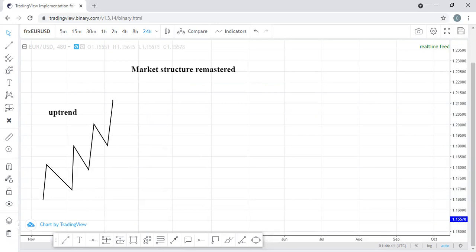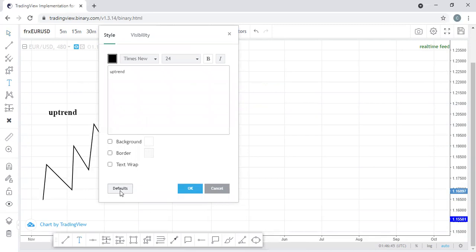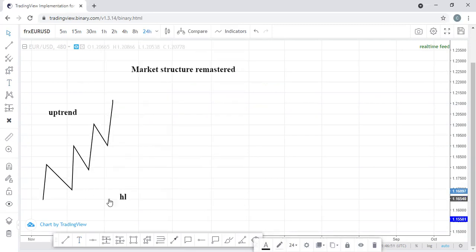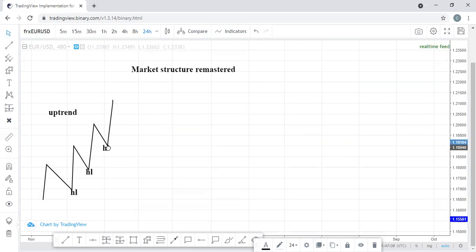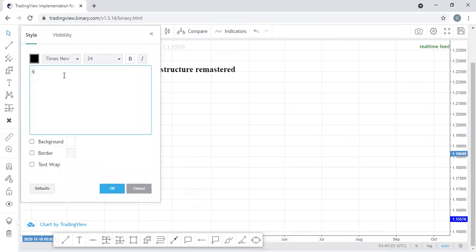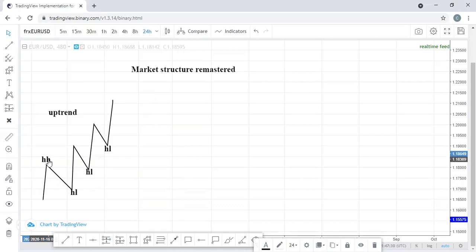It makes what we call higher highs and higher lows. Let me delete that and mark it. This is a higher low. Let's clone this. I have another higher low here, and then we have another higher low here. So this is what an uptrend looks like. It makes a series of higher lows and higher highs. Let's clone this and rename it. You know the drill. Higher high. We have another higher high here, and then another higher high here. So that's what an uptrend looks like: a series of higher highs and higher lows.